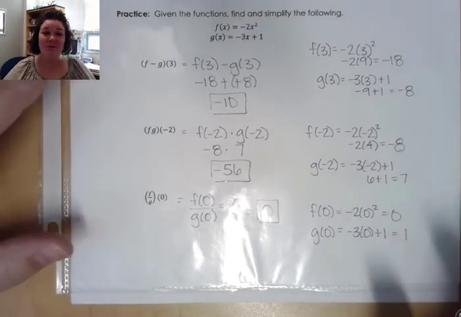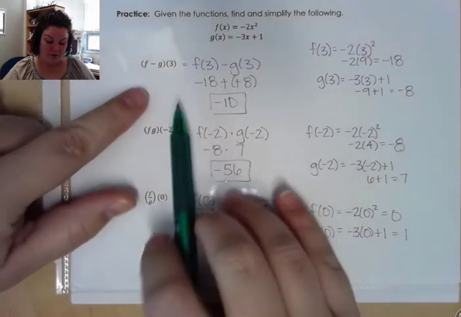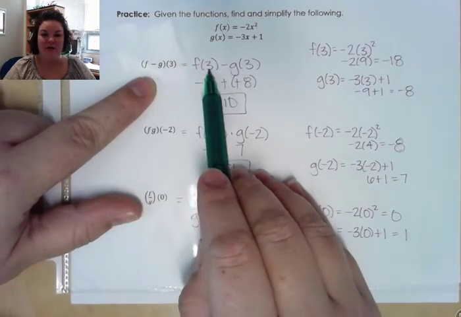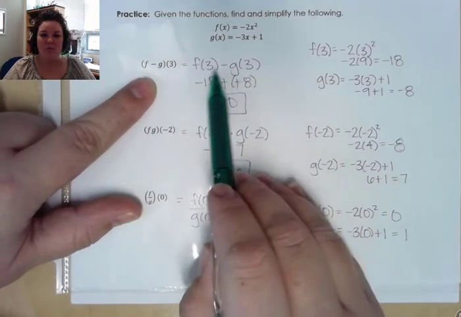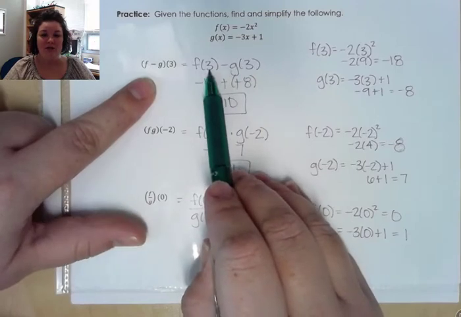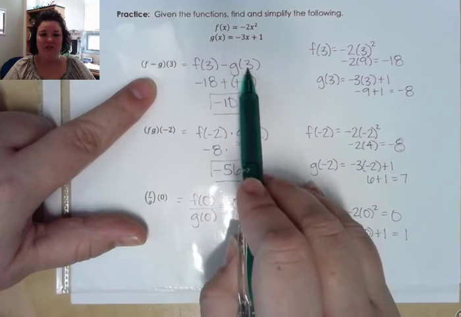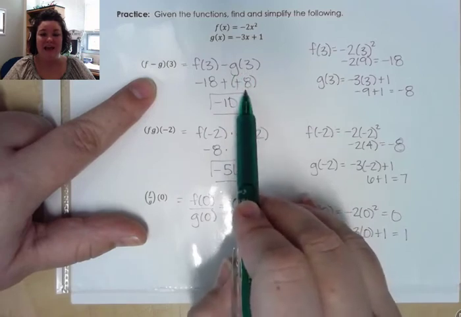All right, so here's our practice problems. On the first one, we're doing a subtraction. So we're doing f of 3 minus g of 3. When we plug 3 into our f function, we should get negative 18. When we plug 3 into our g function, we should get a negative 8.